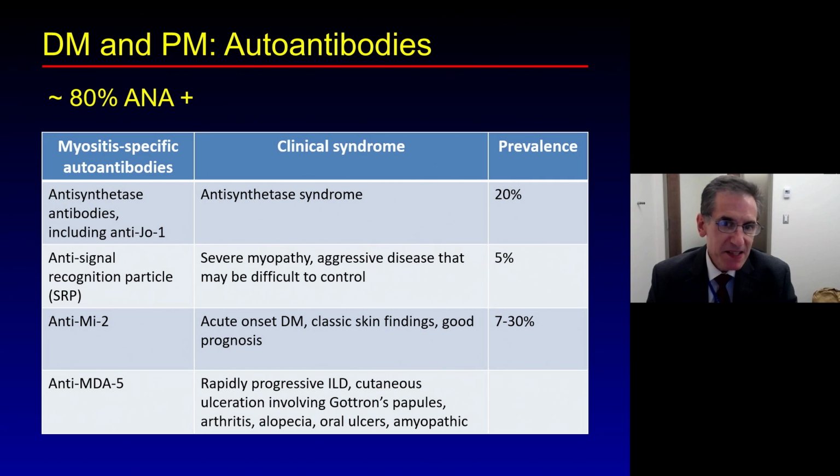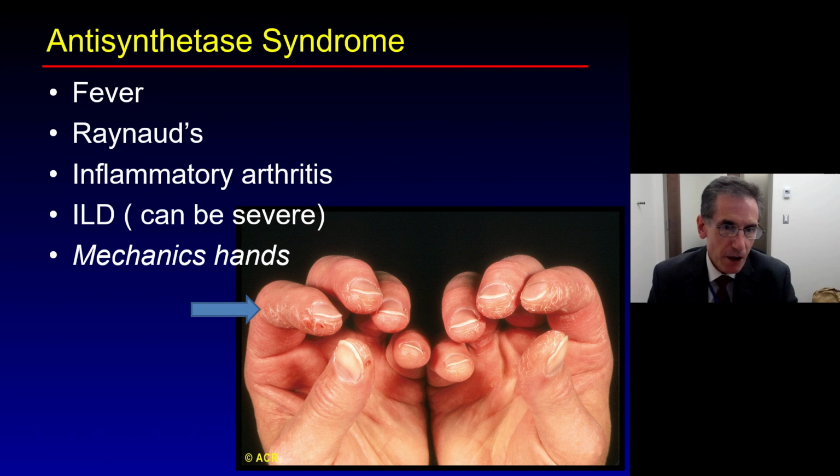There are certain antibodies that are associated with these disorders. The vast majority, but not all, have a positive ANA. Anti-synthetase antibodies are associated with the anti-synthetase syndrome. Anti-signal recognition particle, or SRP, is associated with a very severe myopathy, which is hard to control. Anti-MDA5 antibody is associated with interstitial lung disease. These patients can also have dermatomyositis. As you can see, the patients can have significant morbidity associated with these diseases, not just related to muscle disease, but with concomitant complications. And interstitial lung disease is the big player here.